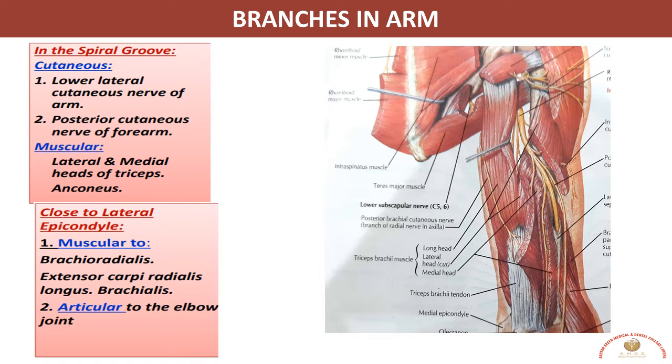So once the radial nerve reaches the lateral epicondyle, or just below the radial groove, it gives branches to the brachioradialis, extensor carpi radialis longus, and brachialis muscle as well, and it also gives some articular branches to the elbow joint. This was the whole of the branches in the spiral groove and below the spiral groove.